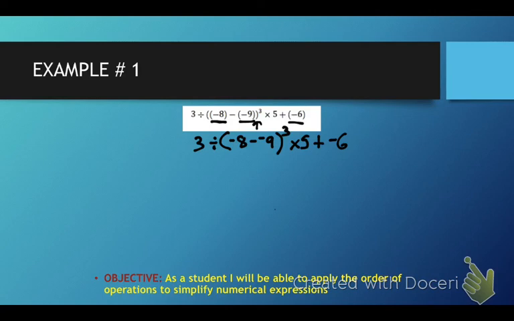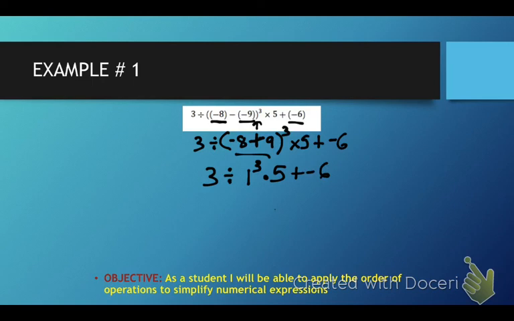What do we do first? Well, we do inside parentheses. We have -8 minus a -9. So really what we need to do is first change this to an addition sign. We have -8 plus 9. So we have an allowance of 9 and a bill of 8. That means we're going to have 1 left over. So we have 3 divided by 1, and we're done inside that parentheses. And it's not a -1, so it's just a regular 1. Okay, cubed times 5 plus a -6.